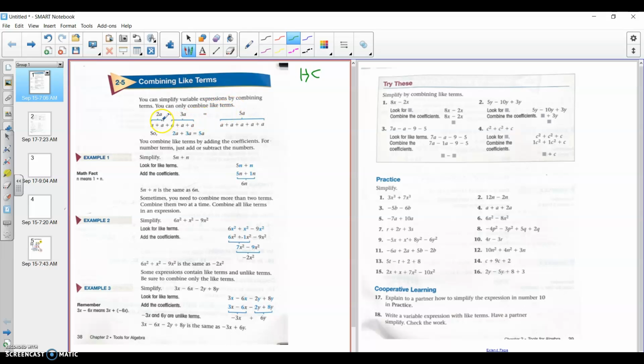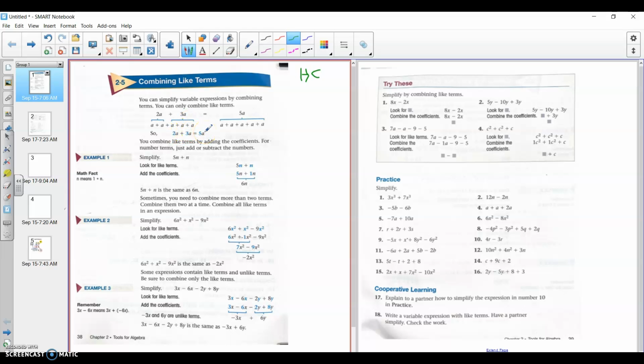So, like terms, the variables are the same, a and a. We don't care about the coefficient, which is the number in front. They can be different digits, but you can still go ahead and add and subtract. So 2a, here's 1, 2, and 3a, 1, 2, 3. What do you get in total? There's your 2, there's your 3. You're going to get 5a as your answer. So 2a plus 3a equals 5a.